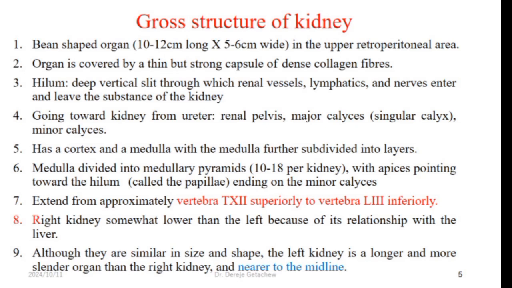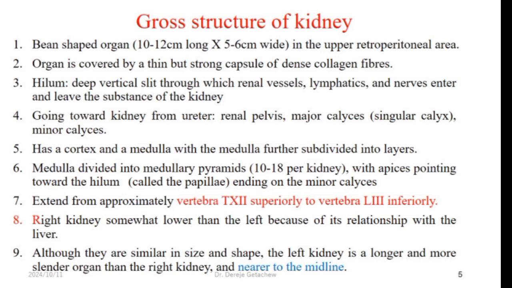So now we see the gross structure of the kidney. The kidney is a bean-shaped organ located in the upper retroperitoneal area, and the organ is covered by a thin but strong capsule of dense collagen fibers. And there is also a structure called the hilum, which is a deep vertical slit through which renal vessels, lymphatics, and nerves, all structures that leave and enter the substance of the kidney, pass through this hilum.